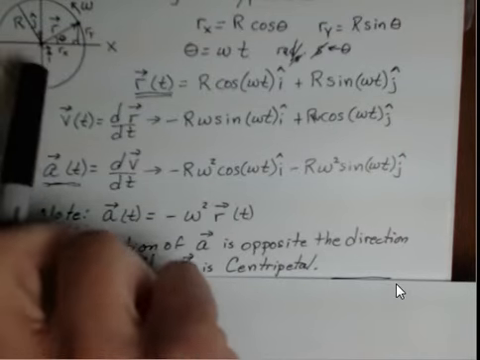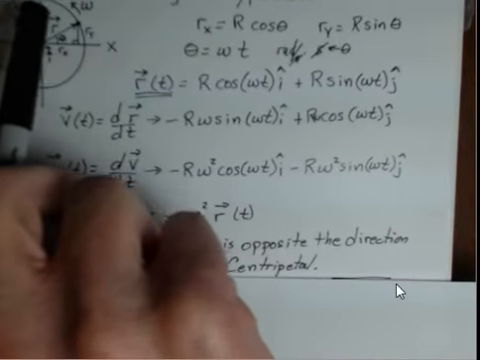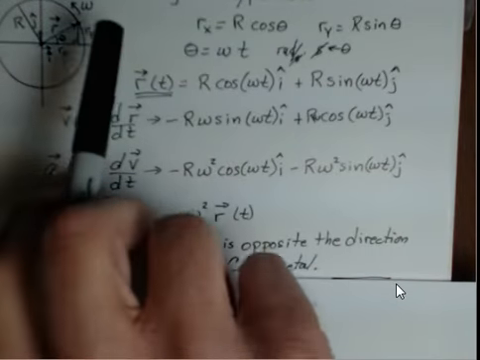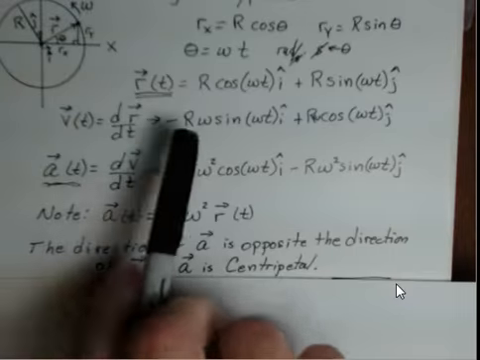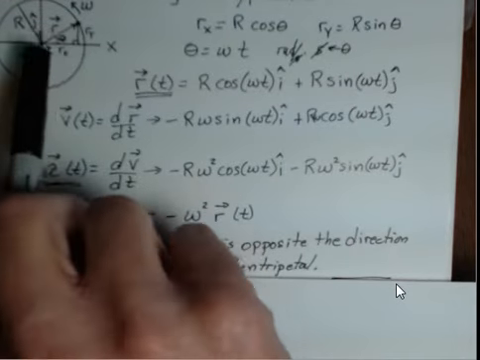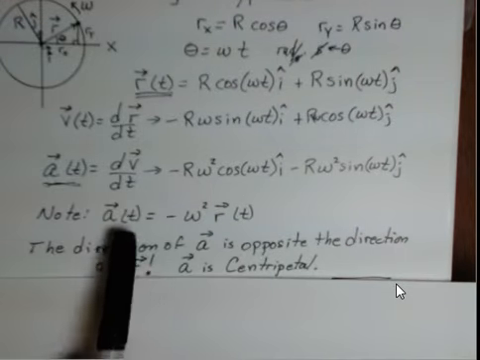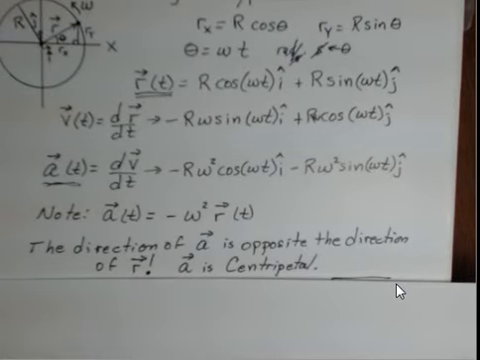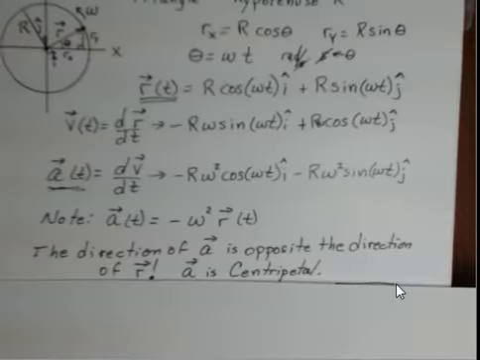And in the picture, we have just one location, but this happens all the way around. Doesn't matter what the theta is, what the time value is. The acceleration vector is always going to be in the negative direction of the radius vector. So, in fact, this acceleration is centripetal.